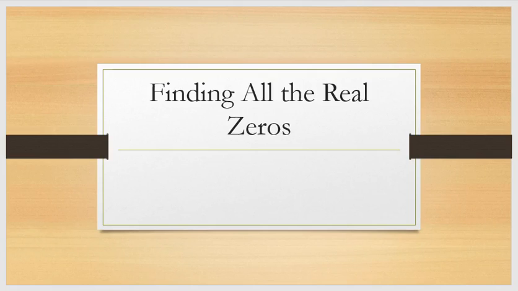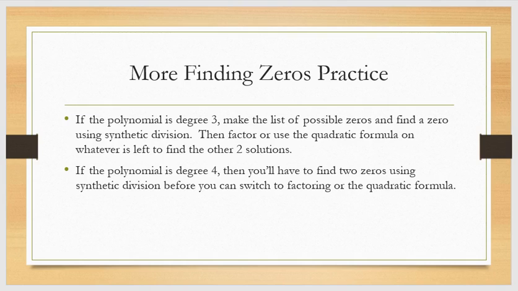Now we're going to continue the topic of finding all of the real zeros, but we're going to look at some ones that you can't find through factoring. So basically that just means we'll have to use the quadratic formula to find some of our solutions. These examples are going to be similar to, but slightly more complicated than the last ones we did.